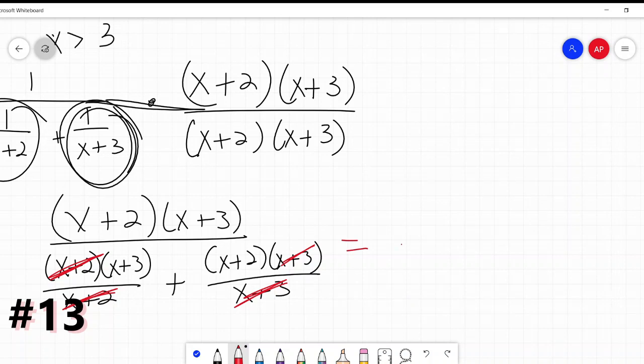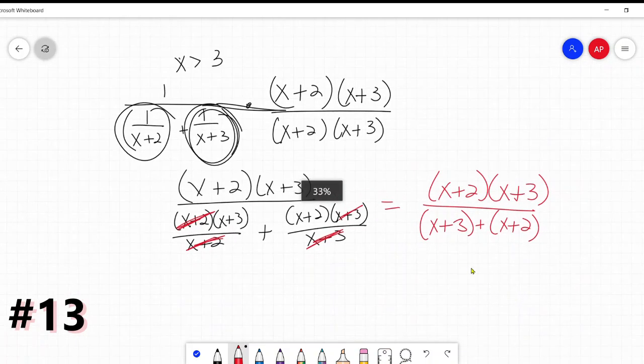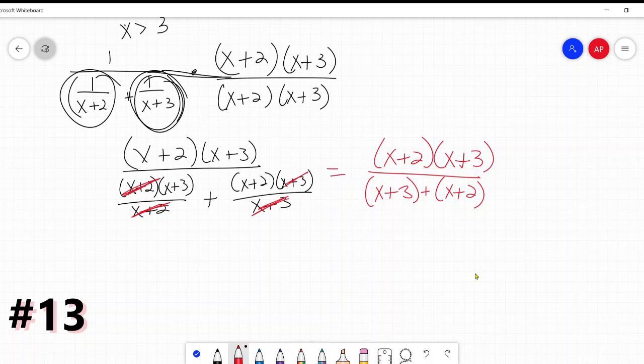On the bottom now, I just have x plus 3 plus x plus 2. The fraction's gone. On the top, I have x plus 2 times x plus 3. Now, if we look at our options, we can see that none of the answers have parentheses in them. So I'm not going to really look at the options any further, I'm just going to glance and go, oh, no parentheses, so they want me to simplify further.